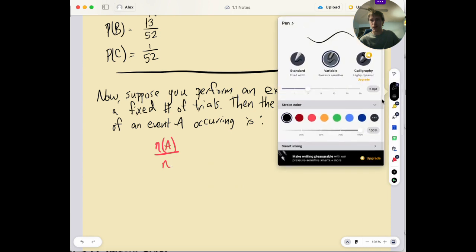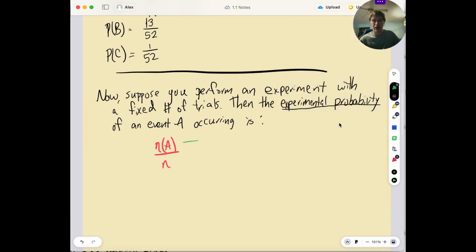Okay, so what's the significance of those letters? Well, little n of A is going to refer to the number of observed trials where A occurs. Okay, so if you physically flip 10 fair coins with either heads or tails, and event A is maybe rolling a heads, then how many of your 10 trials did you get a heads? And this is, of course, the total number of trials.